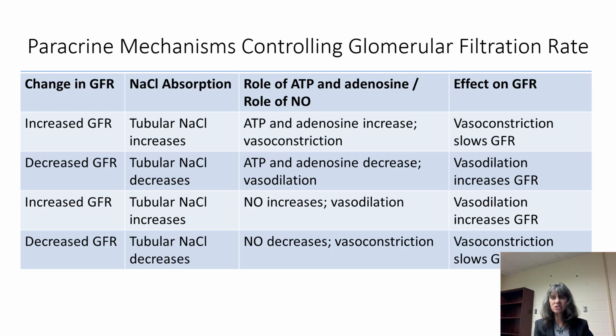There's vasoconstriction. In the condition of decreased glomerular filtration rate, now we have a decrease in adenosine triphosphate and adenosine, as well as a decrease in nitric oxide. However, adenosine triphosphate and adenosine are stronger, and that's why there will be an overall vasodilation. They win. They're stronger than nitric oxide. Everything contributes, but nitric oxide is just not as strong as adenosine triphosphate and adenosine.